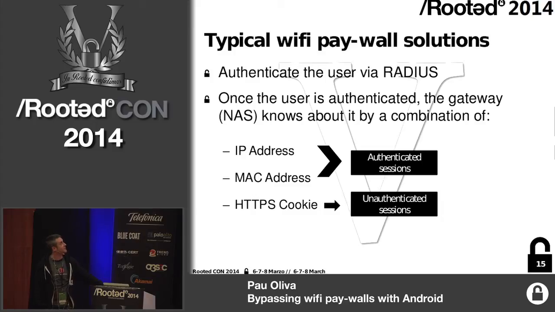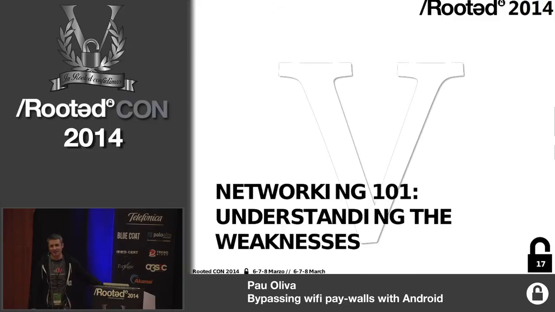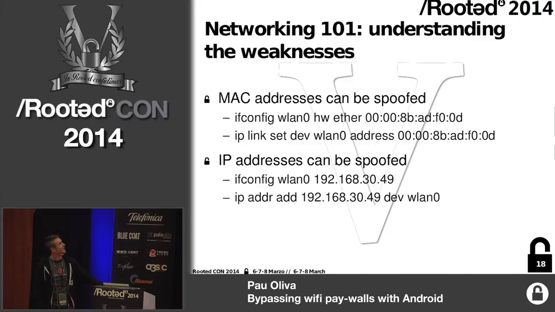The important thing for me to highlight is that, rather than the cookie, the pair of MAC address and IP address are the two essential elements to validate here. Now, basic networking: everybody should understand that MAC addresses can be spoofed, and IP addresses can also be spoofed.